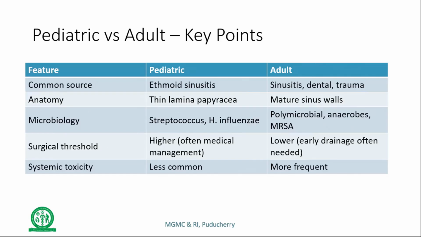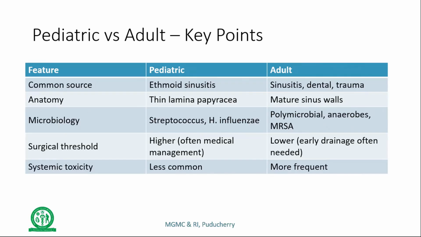A few points to consider when dealing with children and adults. In children, ethmoiditis is the common source because of the thin lamina papyracea. So the most common organisms are Streptococcus and H. influenzae. And they do have a high threshold for surgical drainage. They can be managed medically successfully.